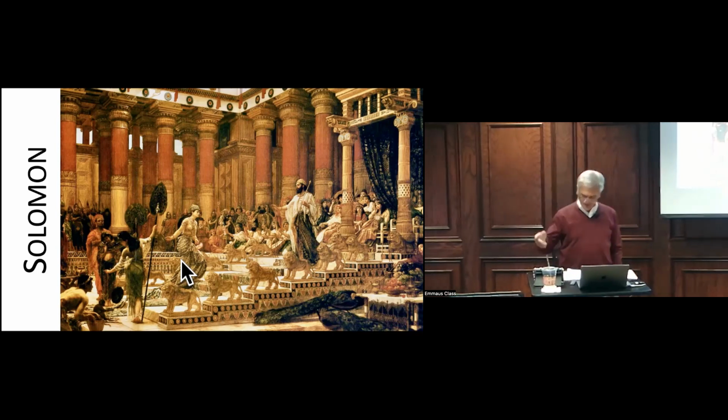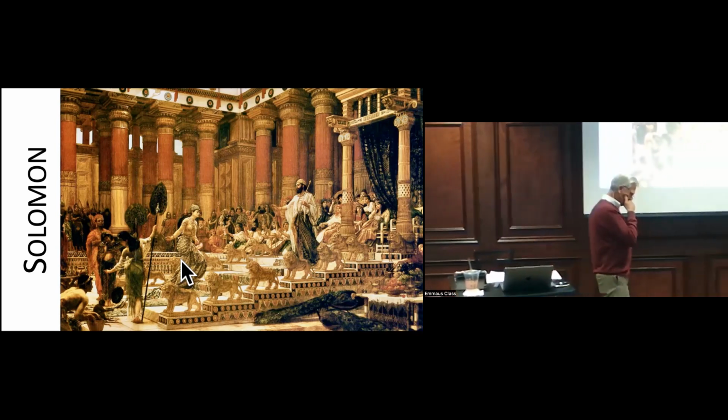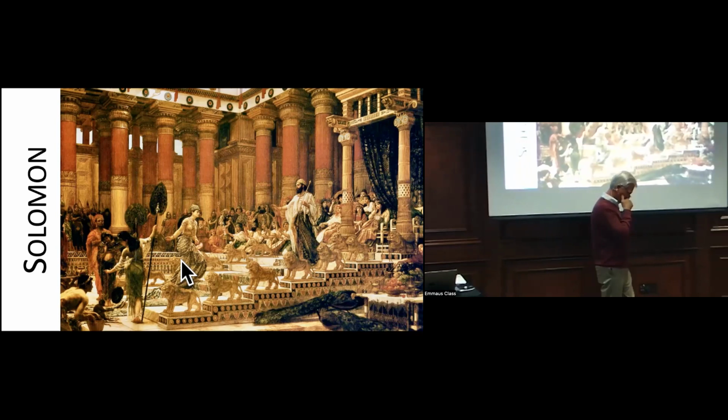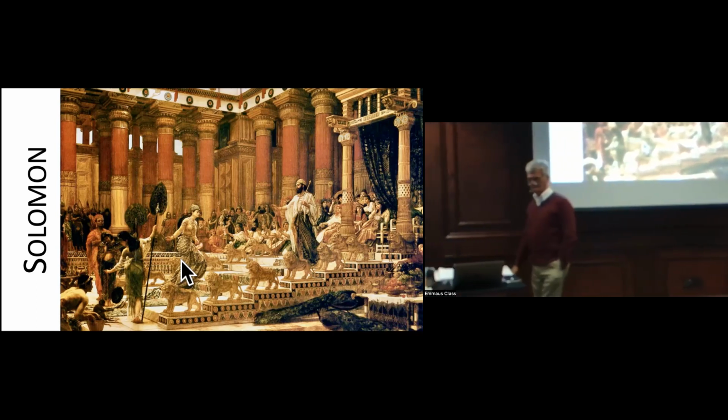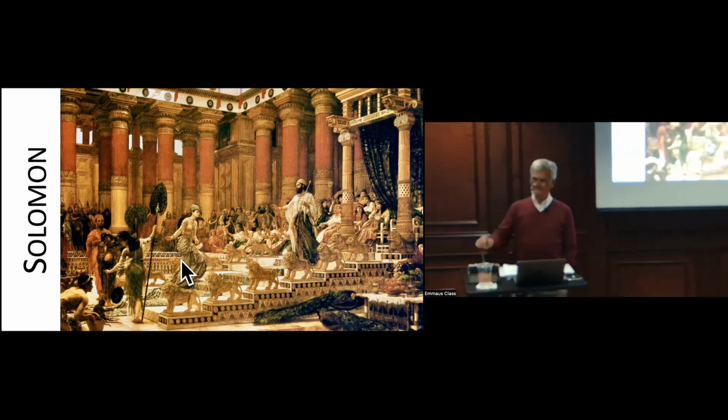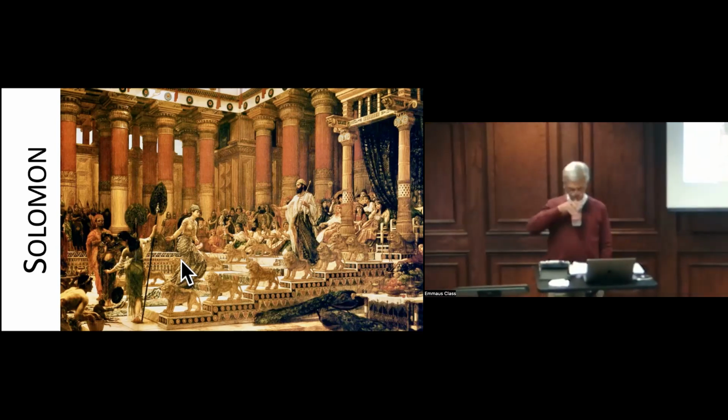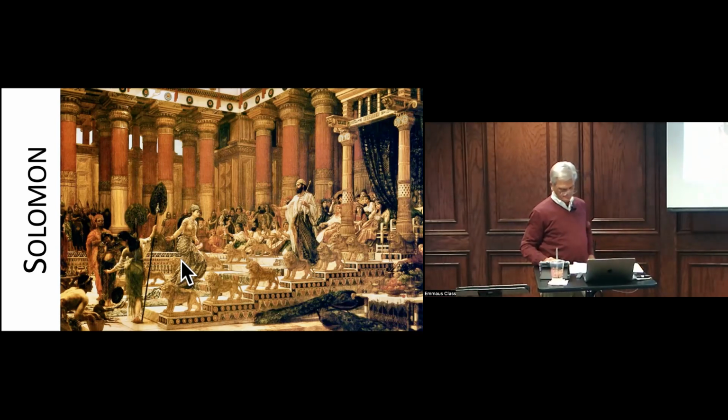1 Kings 11, 1 and 2. King Solomon, however, loved many foreign women besides Pharaoh's daughter, Moabites, Ammonites, Edomites, Sidonians, and Hittites. They were from nations about which the Lord had told the Israelites, you must not intermarry with them, because they will surely turn your hearts after their gods. Nevertheless, Solomon held fast to them in love.